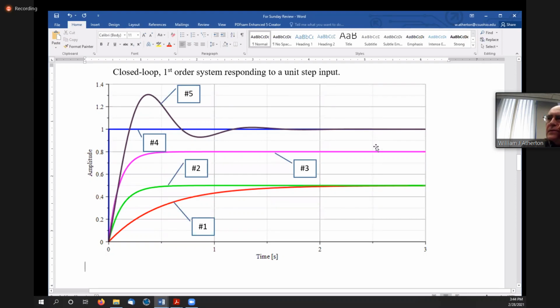Which response is most likely from a PI controller? Number 5. The integrator eliminates the steady state error. So up here you can tell there's no steady state error. It oscillates, it overshoots, so it's probably got complex conjugate roots, second order equations. That's about it. Let's go on.